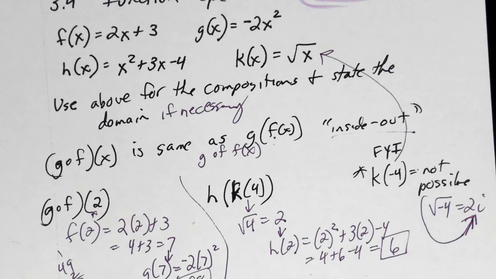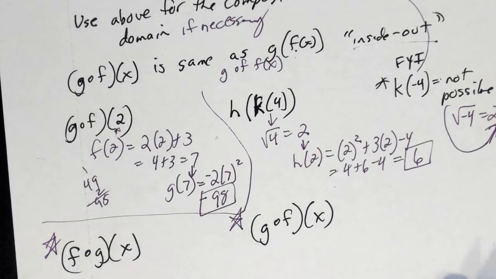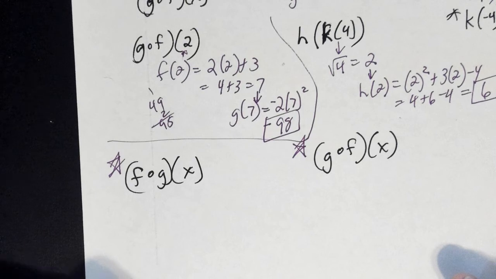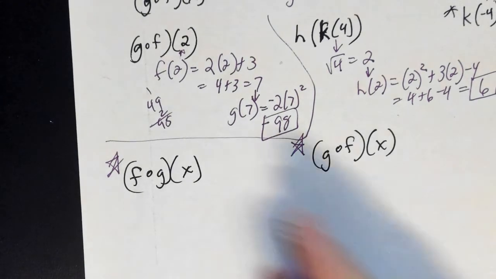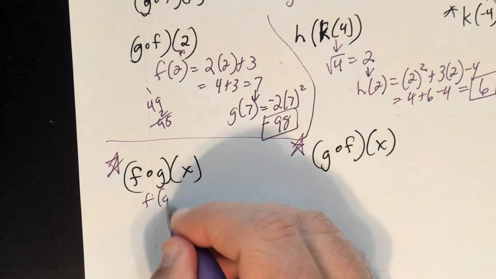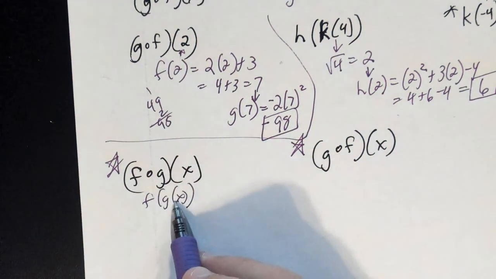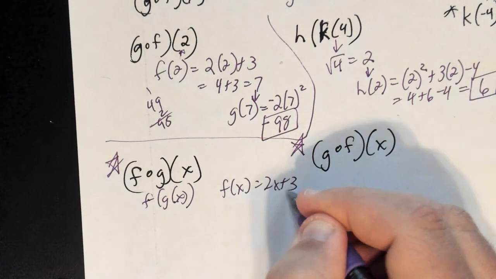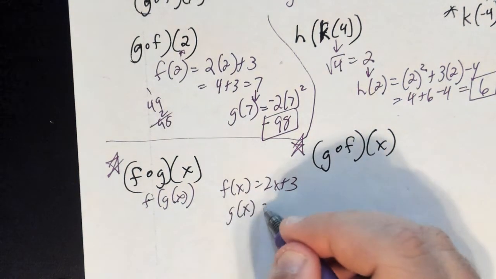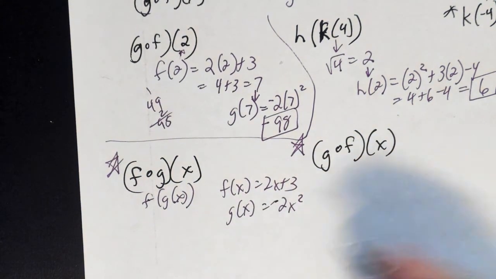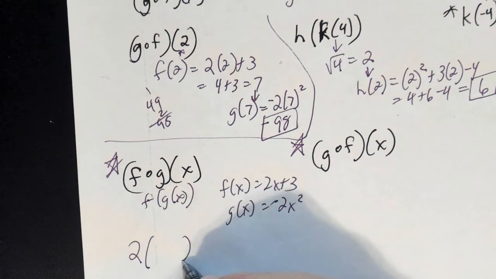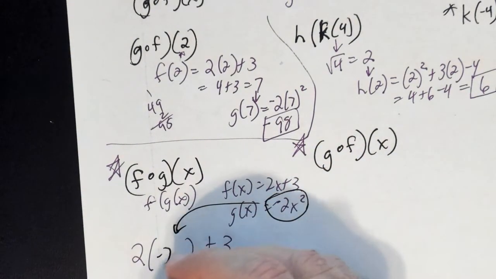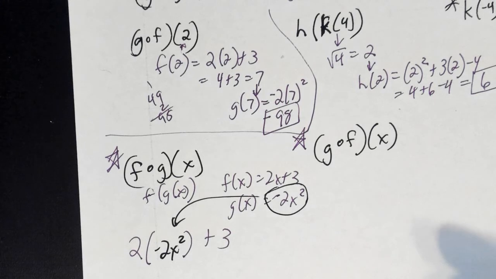Okay? So, let's look at what if there's not a number. f of g of x again. Okay? So we're going to look at f of g of x, which would mean we're going to take the g function and put it in the f function. Well, if you remember, the f function is 2x plus 3. The g function is -2x squared. So what we have to do is, everywhere we see an x in the f function, we put a parentheses, and we're going to take the g function and put it into that. And then we're going to simplify.